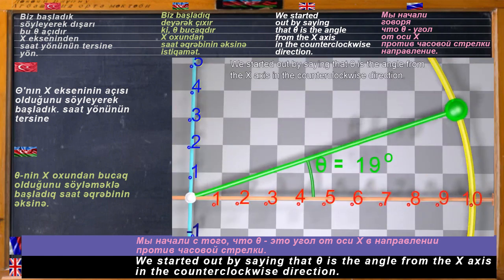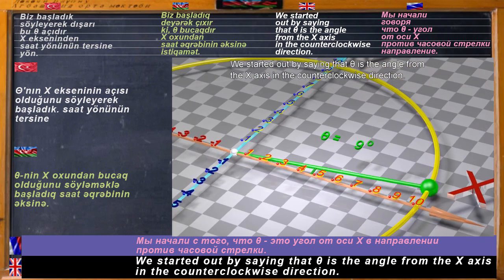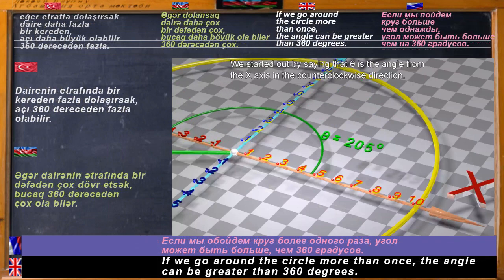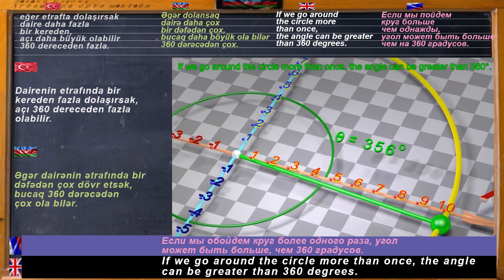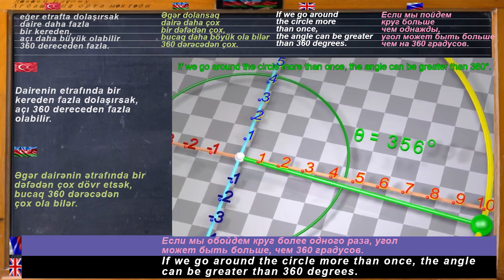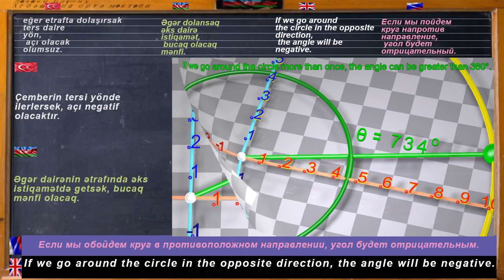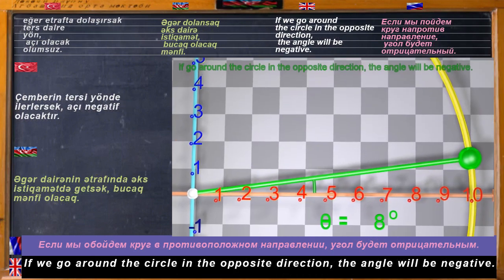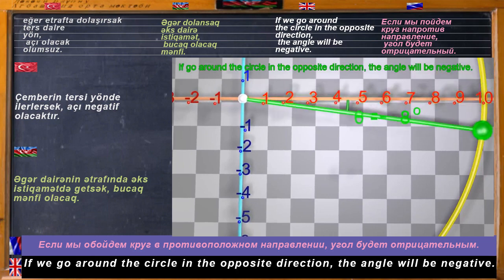We started out by saying that theta is the angle from the x-axis in the counterclockwise direction. If we go around the circle more than once, the angle can be greater than 360 degrees. If we go around the circle in the opposite direction, the angle will be negative.